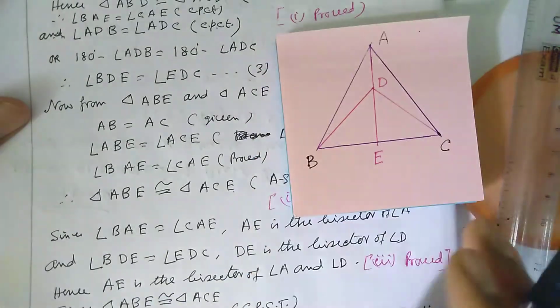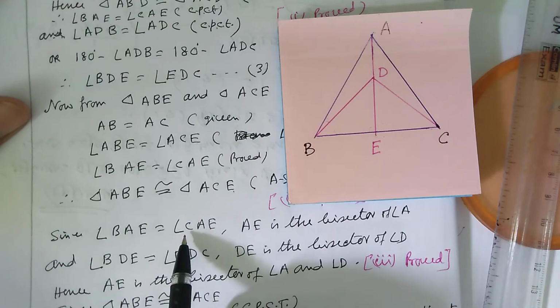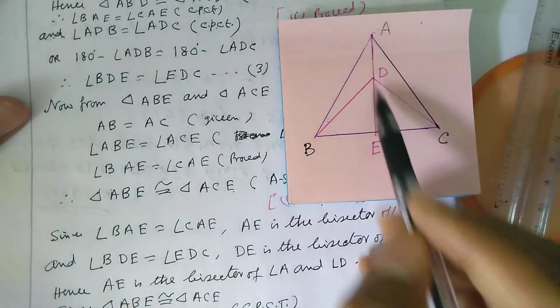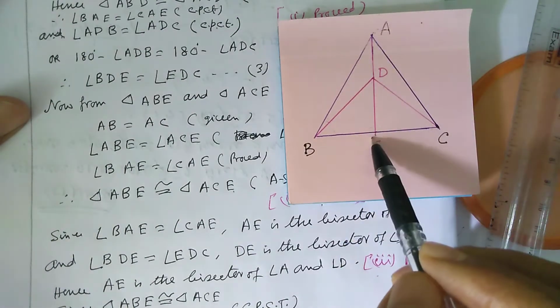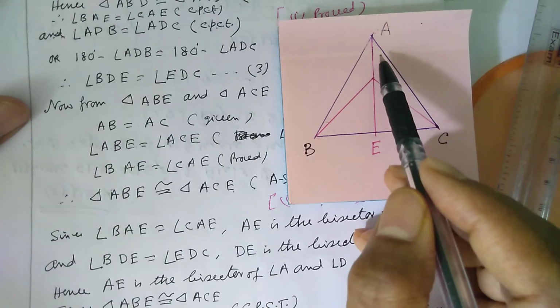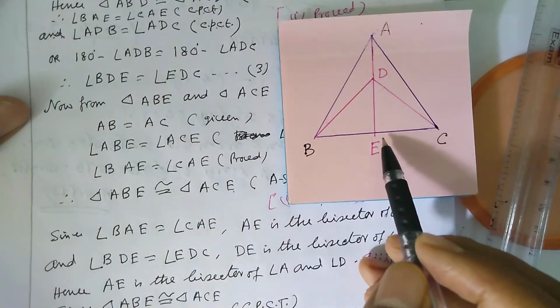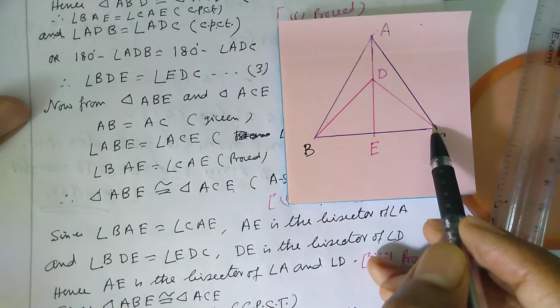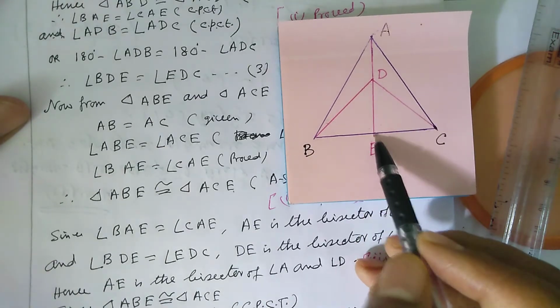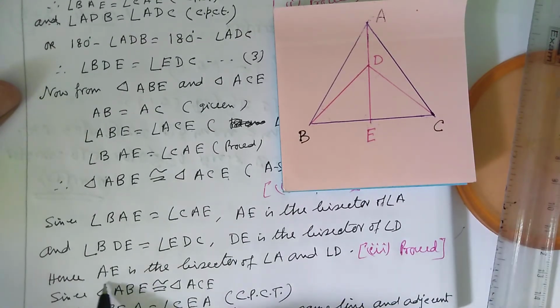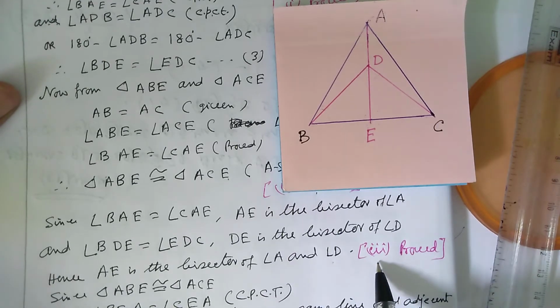Since BAE equals CAE, that means AE is the bisector of the angle A, and BDE equals EDC, hence we can say DE is the bisector of the angle D. Hence AE is the bisector of angle A and angle D. Hence proof number 3.